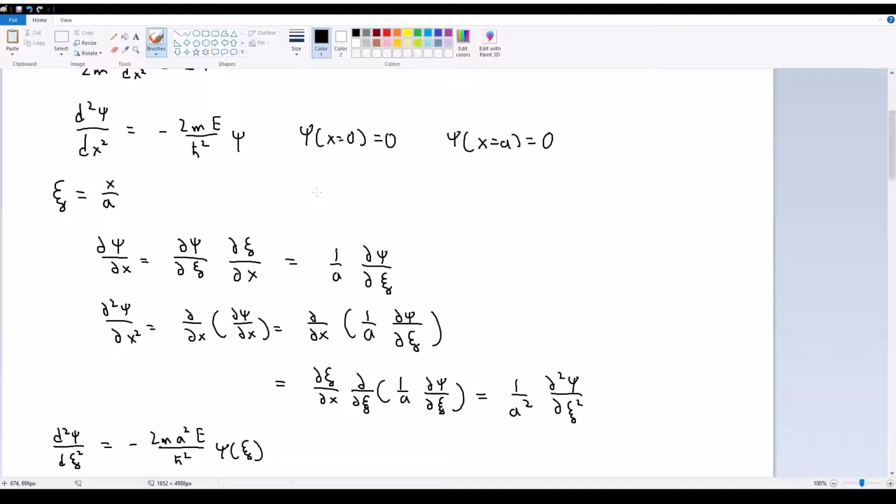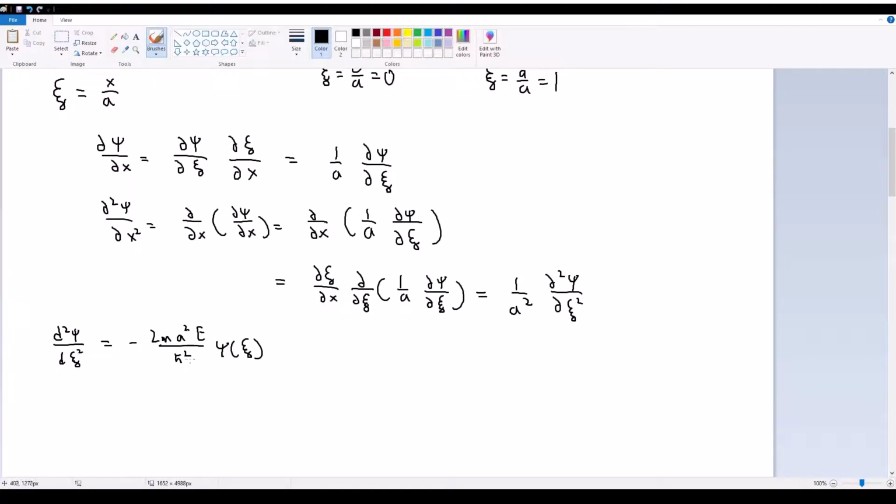If we want to convert this in terms of chi, then we get chi is equal to 0 over a, which is equal to 0 for the first boundary condition, and then chi is equal to a over a, which is equal to 1 for the second boundary condition. So our new boundary conditions in terms of chi are psi of 0 equals 0, and psi of 1 equals 0.